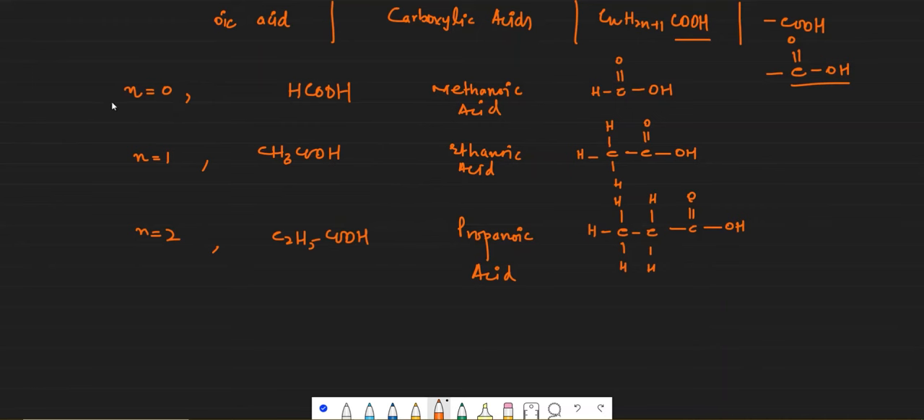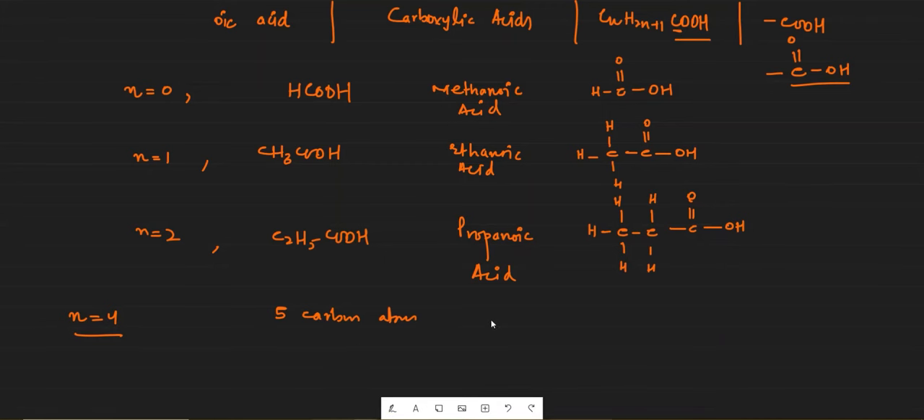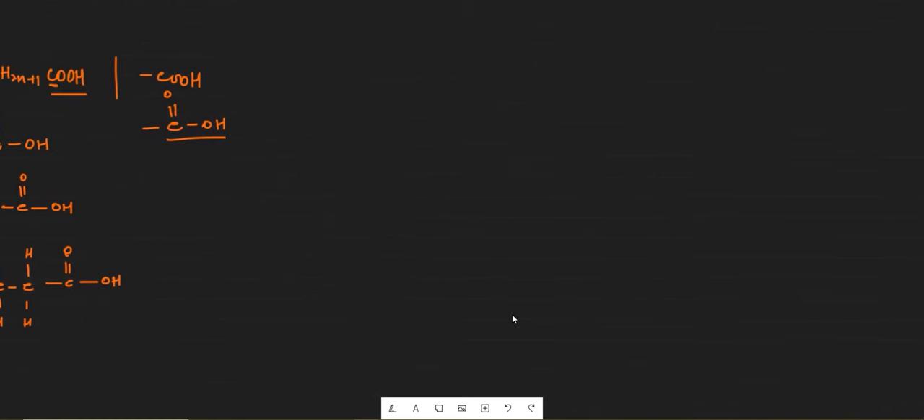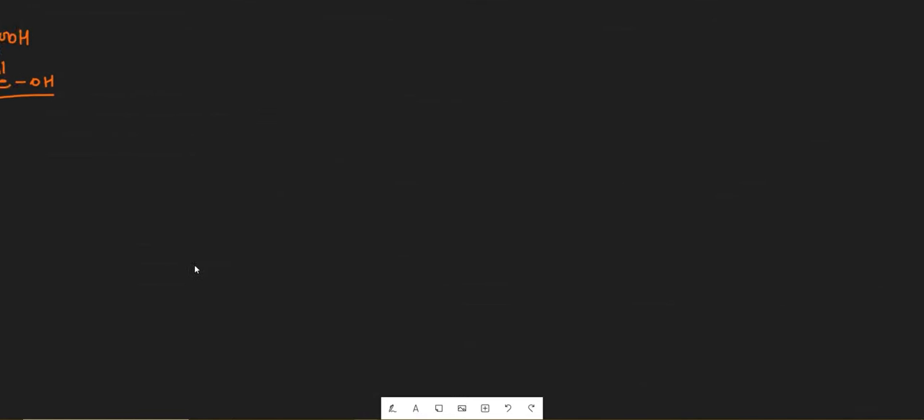If they ask you to make a carboxylic acid with 5 carbon atoms, you would put n equal to 4, and the remaining carbon atom would actually come from the functional group itself. Repeating again, if they ask you to make a carboxylic acid with 5 carbon atoms, then you would put n equal to 4 in the general formula. When you put n equal to 4, plus this one, it will become 5 carbon atoms. So remember that. Now let's talk about the reactions of carboxylic acids.